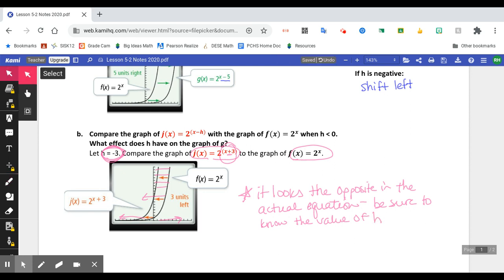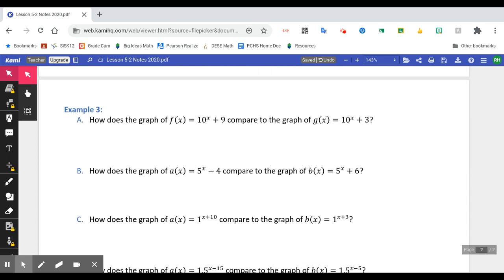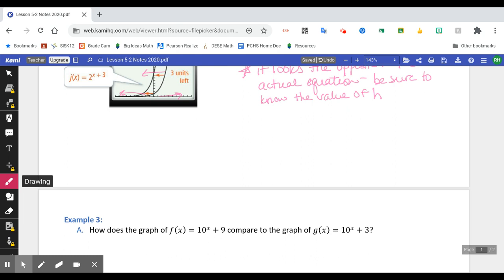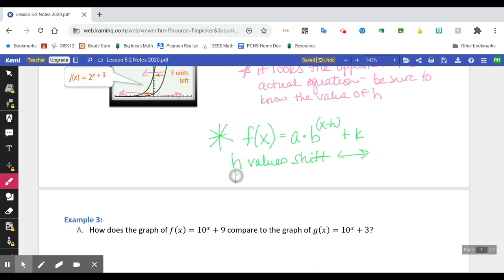Okay? So as we look down here on the back side and you start to do some comparisons, I want you to think about putting in a little side note here that just sums up what we just talked about. So your equation is f of x equals a times b to the x minus h, plus k. H values shift left and right. K values shift up and down. Left is negative, right is positive, up is positive, down is negative.